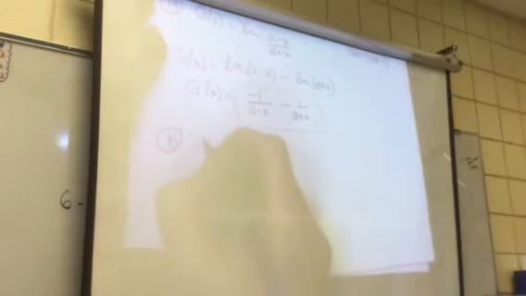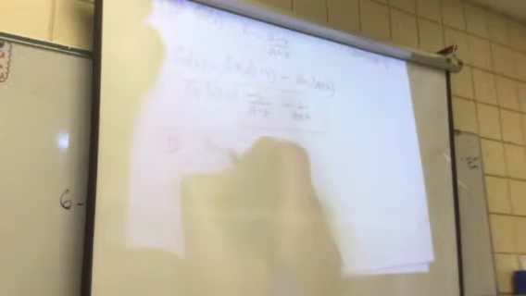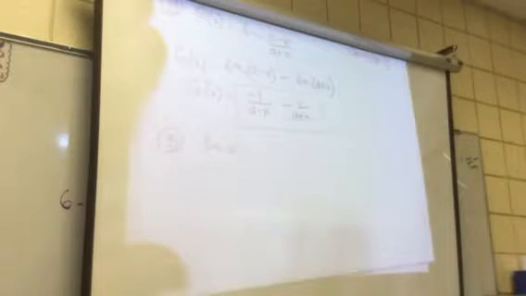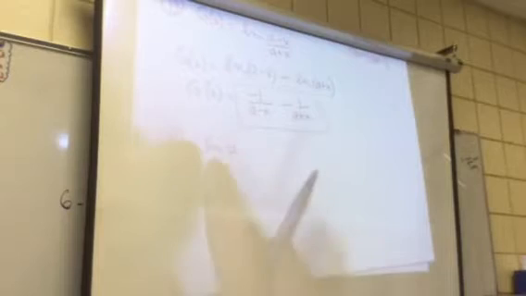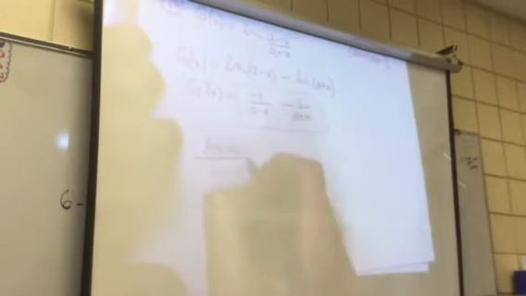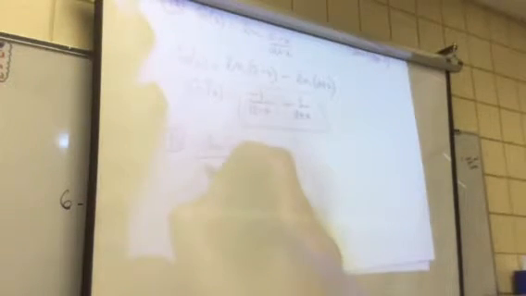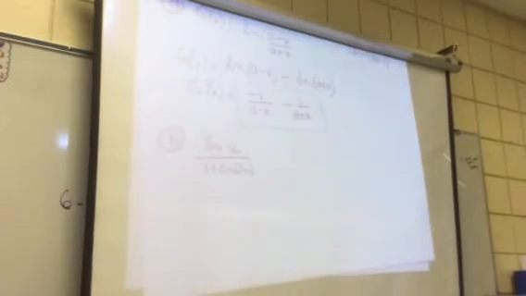Ln of u over 1 plus ln of 2u. Okay, start again. Ln of u over 1 plus, it's like on top. All of this is my numerator, and then over 1 plus ln of 2u. Like this. Okay.